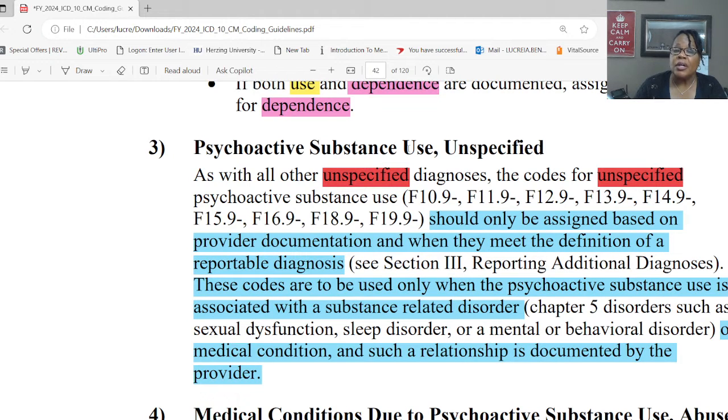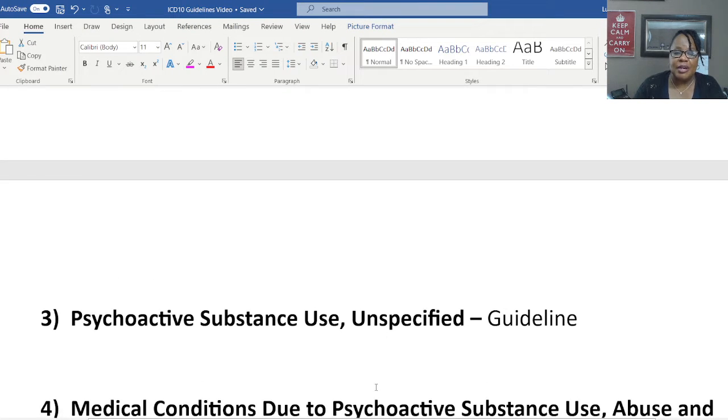As with all other unspecified diagnoses, the codes for unspecified psychoactive substance use should only be assigned based on provider documentation and when they meet the definition of a reportable diagnosis. These codes are to be used only when the psychoactive substance use is associated with a substance-related disorder or a medical condition, and such a relationship, again, is documented by the provider. So number 3 comes straight from the guideline.